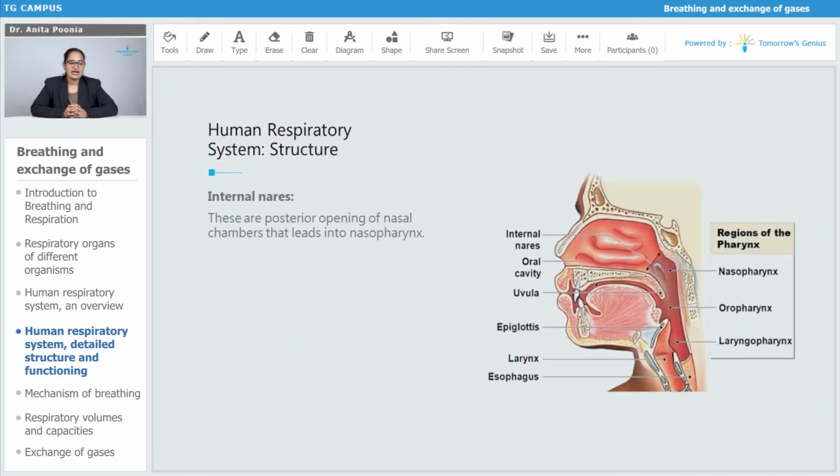Talking about the internal nares, these are the posterior openings of the nasal chambers that lead to the nasopharynx. What's the pharynx? The pharynx basically comprises the nasopharynx, oropharynx, and the laryngopharynx, and the pharynx provides passage to both air and food.